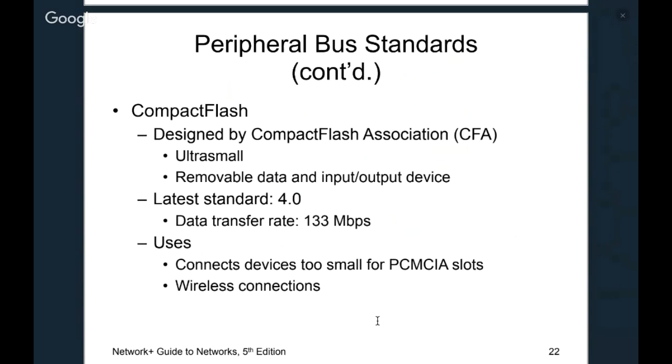Compact flash is the next one. And again, you're probably thinking compact flash, cameras maybe. Same technology, by the way. It's kind of like modern day-to-day SSD hard drives.